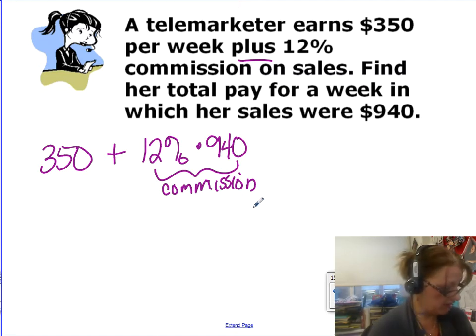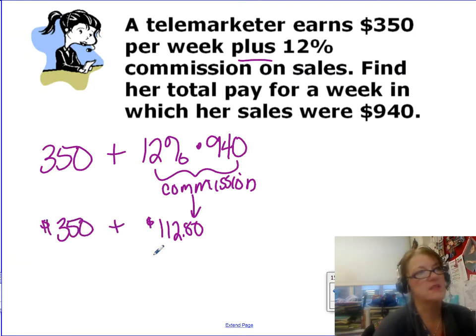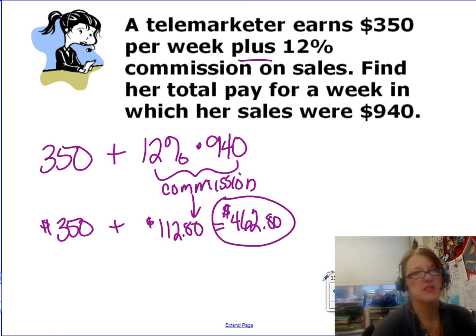So grab your calculator and let's figure out this part, which is her commission. 12% of $940 is $112.80. She gets $350 no matter what. But like I said, this is supposed to be some incentive to earn more money, and then add these two together. So her salary for the week, her total pay, will be $462.80. That's what commission is.